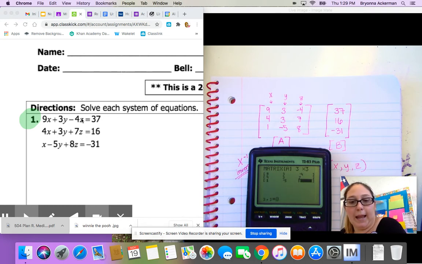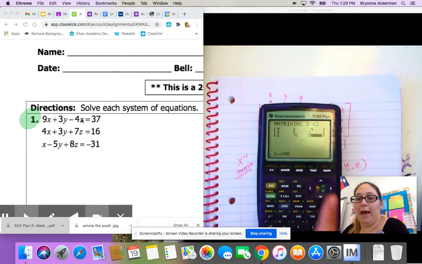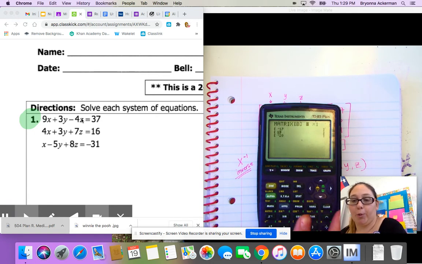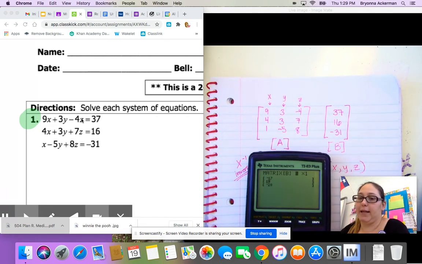So now matrix A is in the calculator. I'm going to go back to second matrix, back over to edit. I'm going to go down to number 2 for matrix B, and we're going to put in matrix B. Matrix B is a 3 by 1, 3 rows, 1 column. And so in this case, my matrix B is 37, enter, 16, enter, and then -31, enter. So now I've put in matrix B.